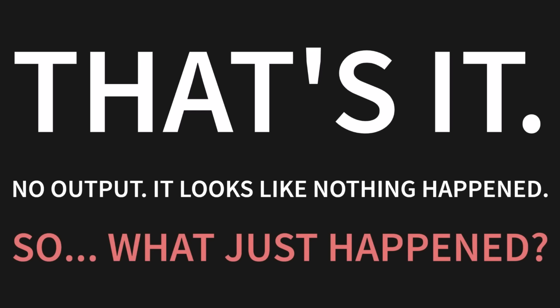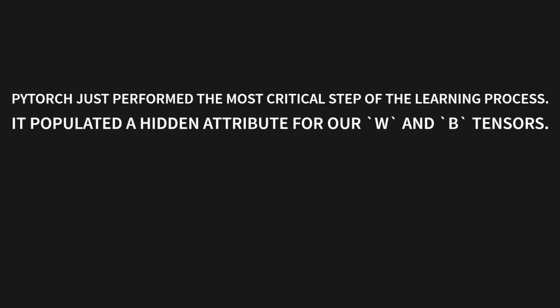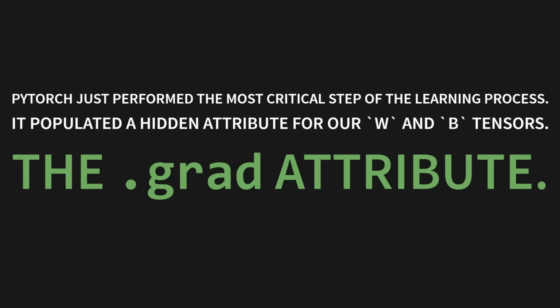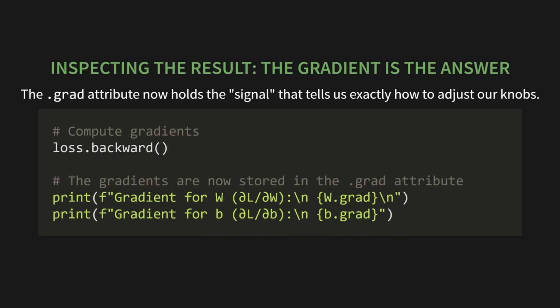So, what just happened? PyTorch just performed the most critical step of the learning process. It populated a hidden attribute for our W and B tensors, the .grad attribute. Let's inspect the result. The gradient is the answer. The .grad attribute now holds the signal that tells us exactly how to adjust our knobs. As you can see in the code, first we compute the gradients by calling loss.backward(). Then we can just print them. Let's print the gradient for W and the gradient for B. And here they are, the directions.